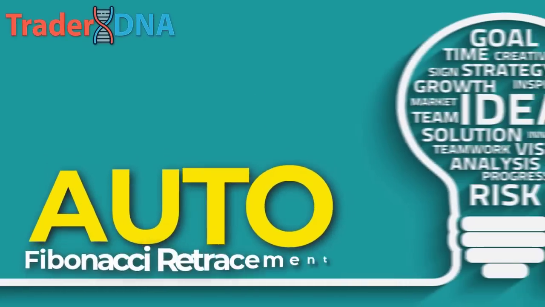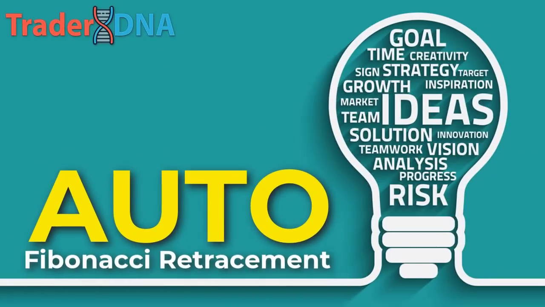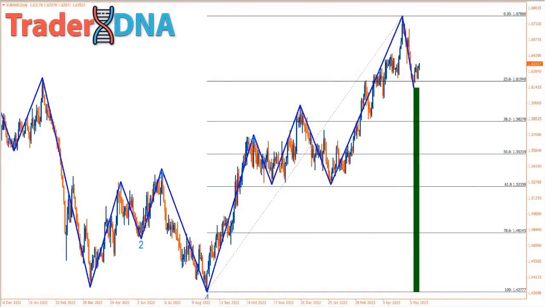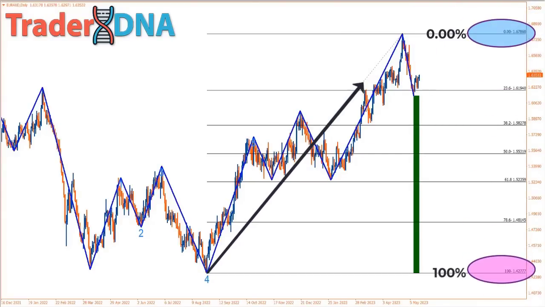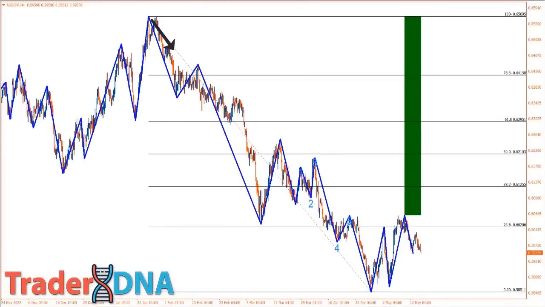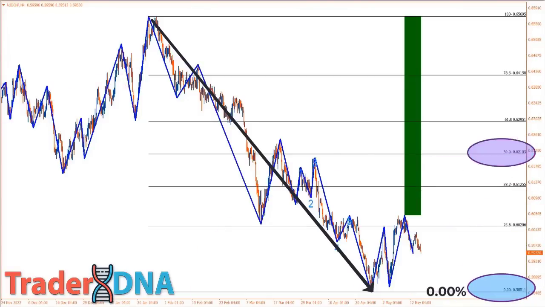Auto Fibonacci Retracement Indicator. An excellent tool for plotting Fibonacci levels easily. How the Auto Fibonacci Retracement Indicator works. The Auto Fibonacci plots the retracement levels between 0 and 100%. If the market is bullish, the 0 is at the top and 100 points at the bottom. And vice versa, if the market is bearish, the 0 is at the bottom and 100 points at the top. Besides trading pullback, the Fibonacci levels offer great take-profit levels when riding the trend.